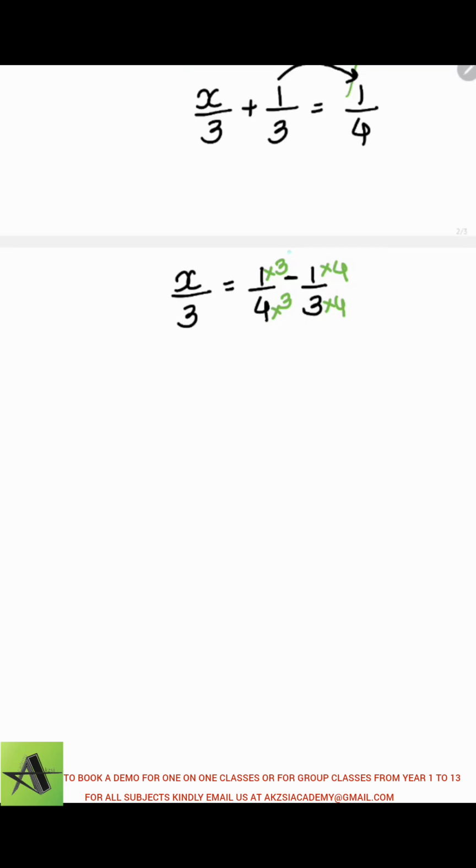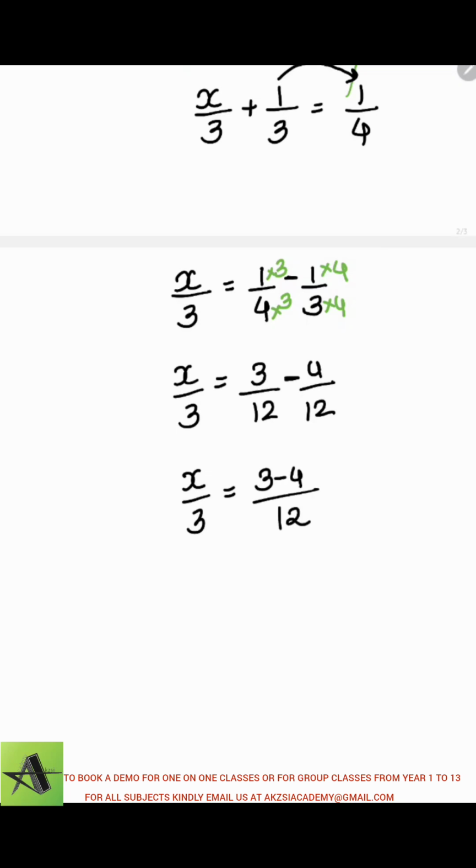Well, I'm rewriting this down there. Simplifying. So x over 3 equals 3 times 1 is 3, 4 times 3 is 12, 4 times 1 is 4, and 4 times 3 is 12. Now, when I can see the same denominator, then I can add or subtract the numerator. So x over 3 is equal to 3 minus 4 over 12.